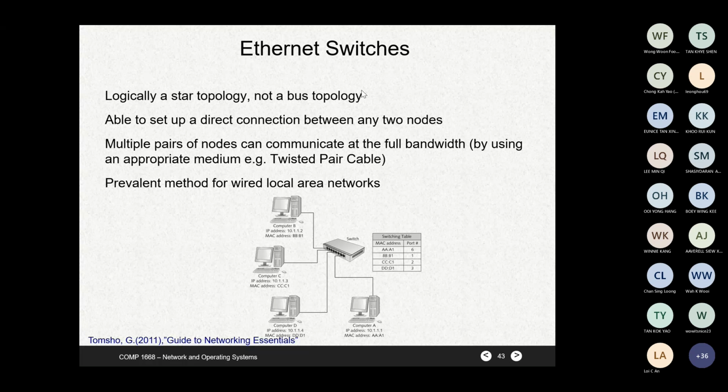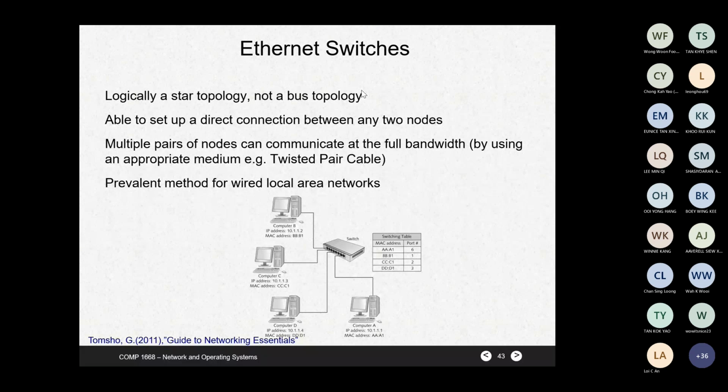And Ethernet switches, as you can see, are able to set up a direct connection between any two nodes. So it's not like one device sends a signal and then it broadcasts to all the ports. No, a switch is dedicated. If I send A to B, it goes only to B. If A to Z, it goes only to Z, not A to all. That's another difference between hub and switch. Multiple pairs of nodes can communicate at full bandwidth.